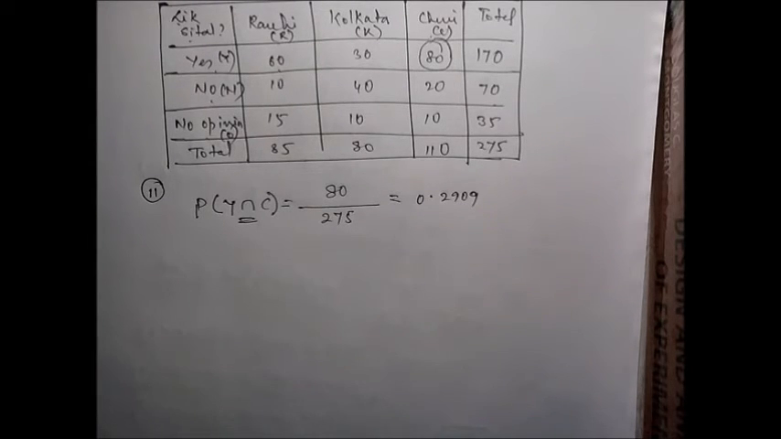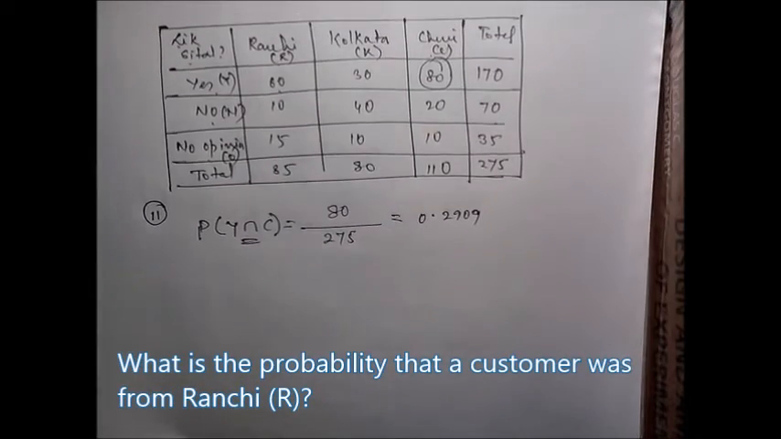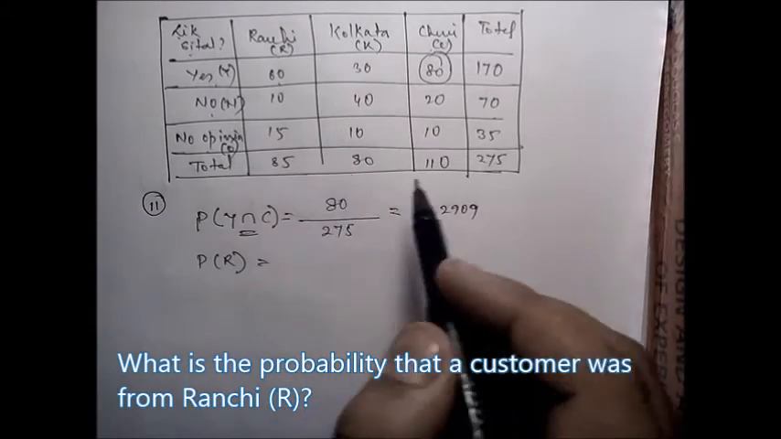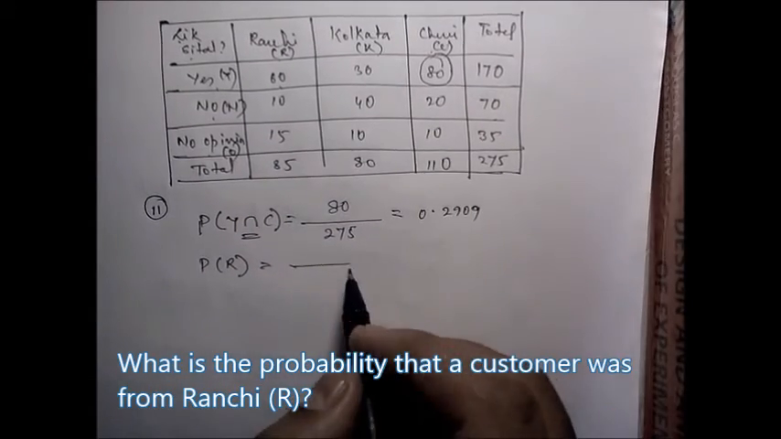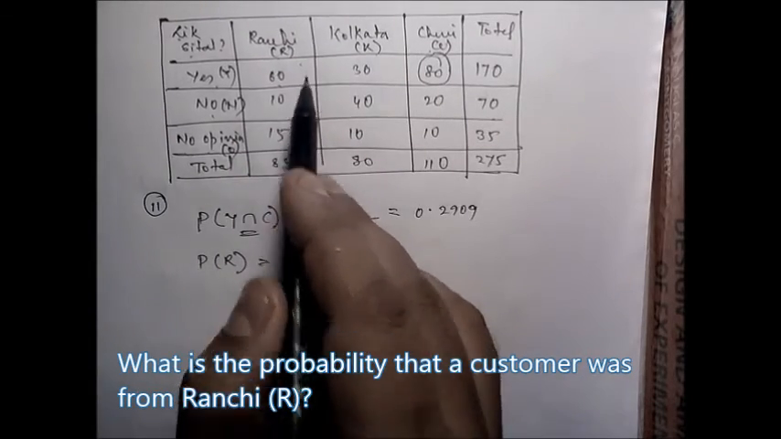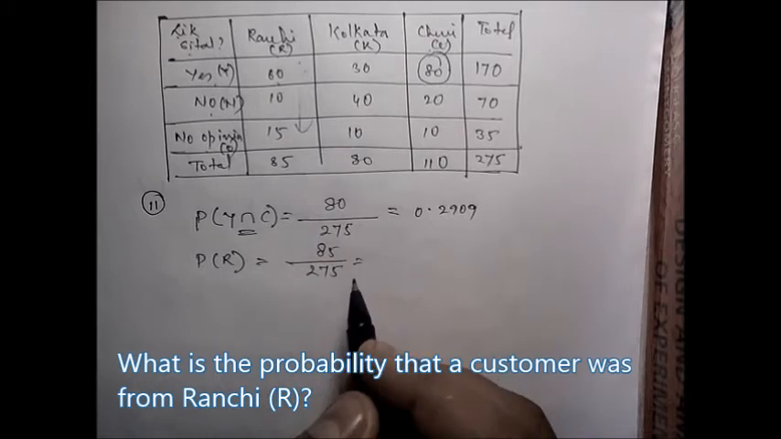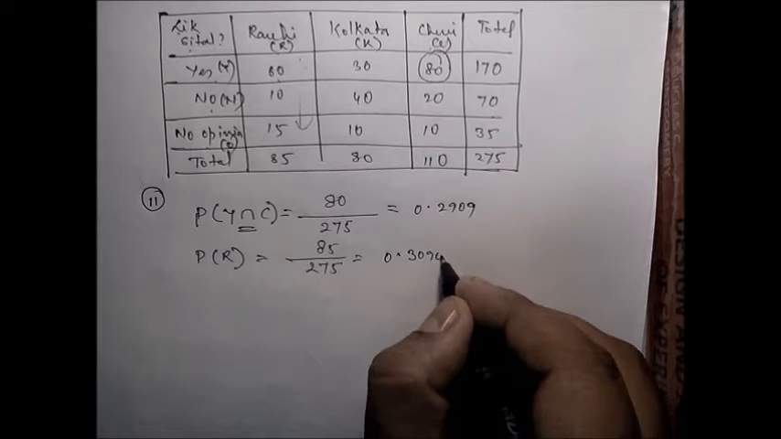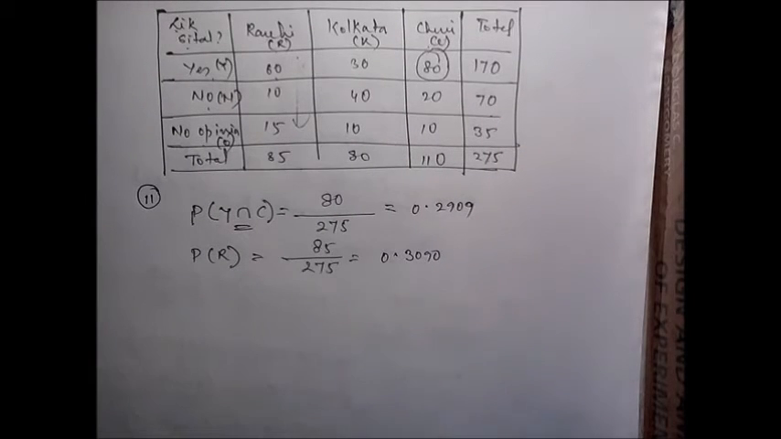Now, what is the probability that a customer was from Ranchi? Total number of events is 275, and the number of favorable events, the total from Ranchi, is 85. So 85 by 275 is 0.3090. Clear? So the probability that the customer was from Ranchi is 0.3090.